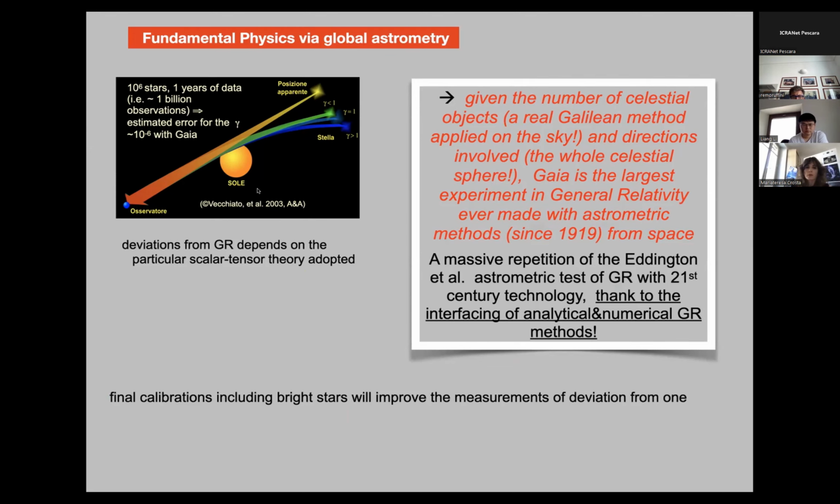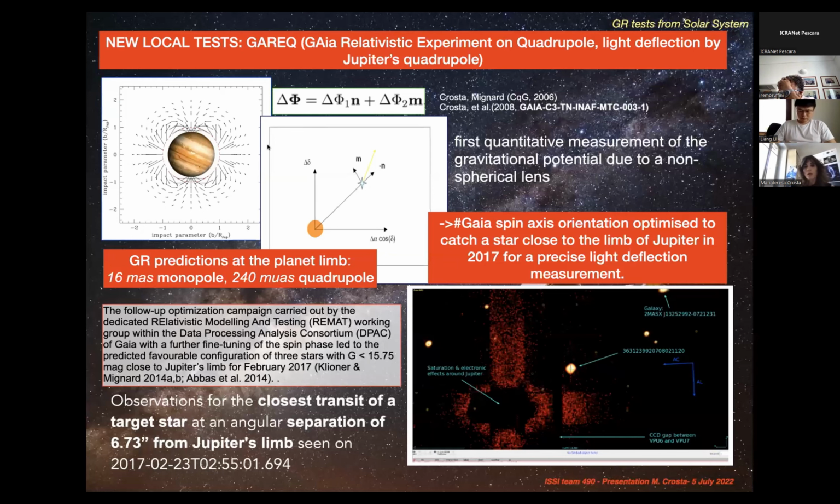Now, at the beginning we were expecting gamma to deviate from 1, the value predicted by general relativity, at the order of 10^-6, but now we are not so sure about this value, and probably we are waiting for the last release of Gaia. Of course, the measurement of gamma is a measurement of global astrometry, so the more stars we have, the better accuracy we have on the determination of these parameters.